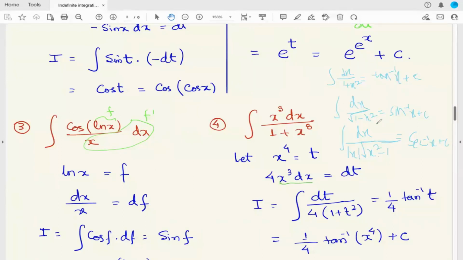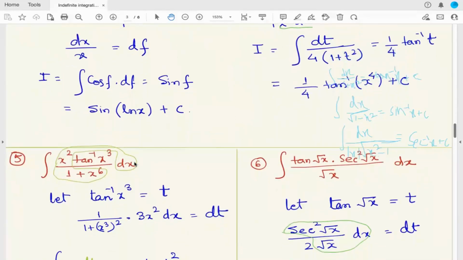So wherever you look at these kinds of integrands, try to write the integral directly. Like if you see dx by 1 plus x square, its integral is directly written as tan inverse of x plus c. Okay, so now try to remember these three formulas. Now we have to move to the next problem.